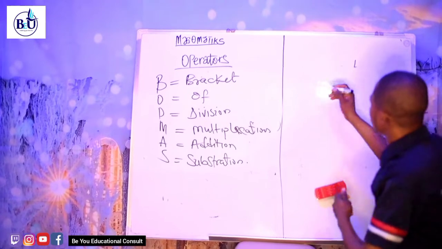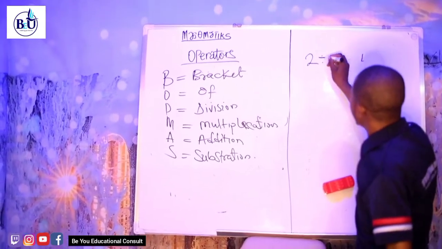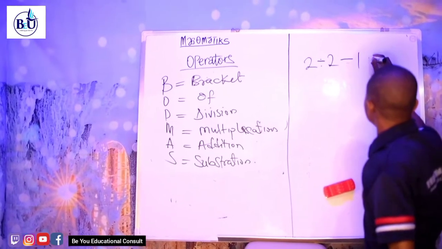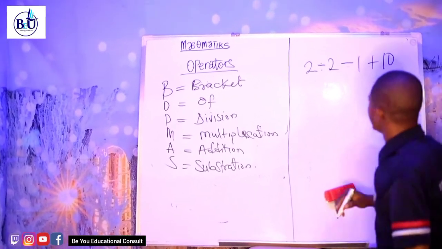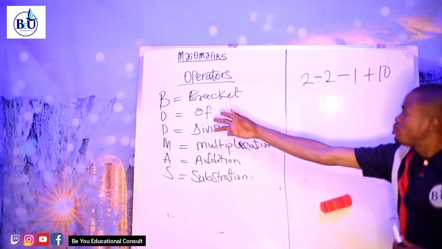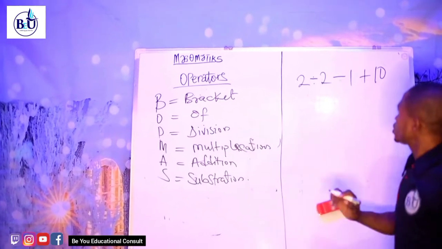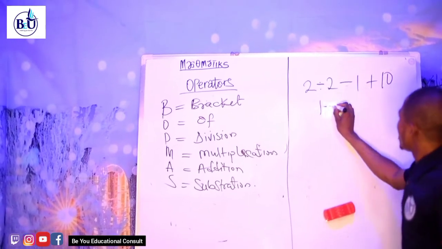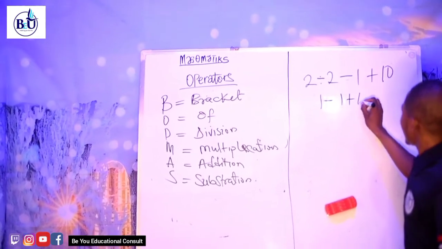If I give something like this, 2 divided by 2 minus 1 plus 10. In this, looking at this board, the first thing you should do is what? Division. So 2 divided by 2 will give you what? 1 minus 1 plus 10.